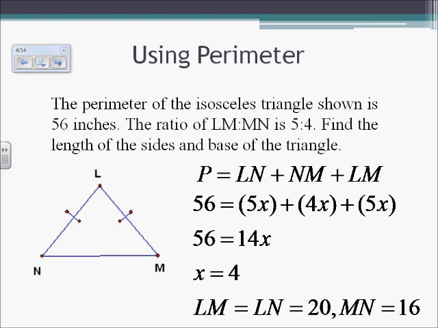Simplifying down, 56 is equal to 14x. Divide 14 on both sides, x is equal to 4. If x is equal to 4 and we had 5x, 5x, and 4x, we know our sides then are going to be 20 on both left and right, and also 16. So again, applying the ratio in the sides of a perimeter of a figure.